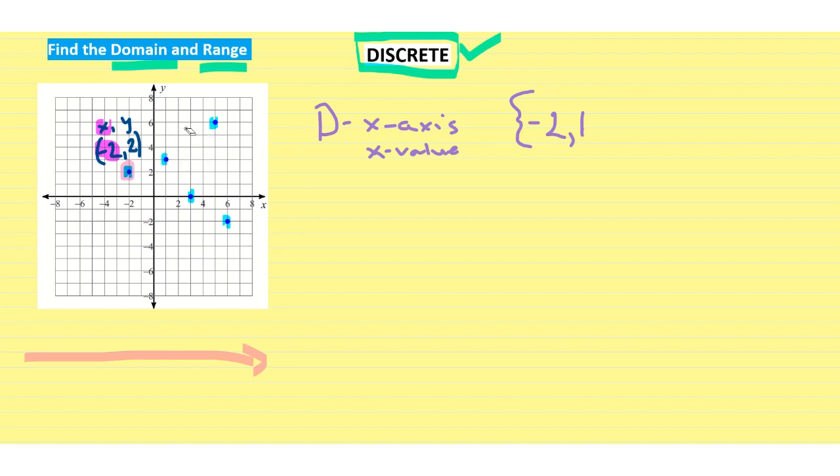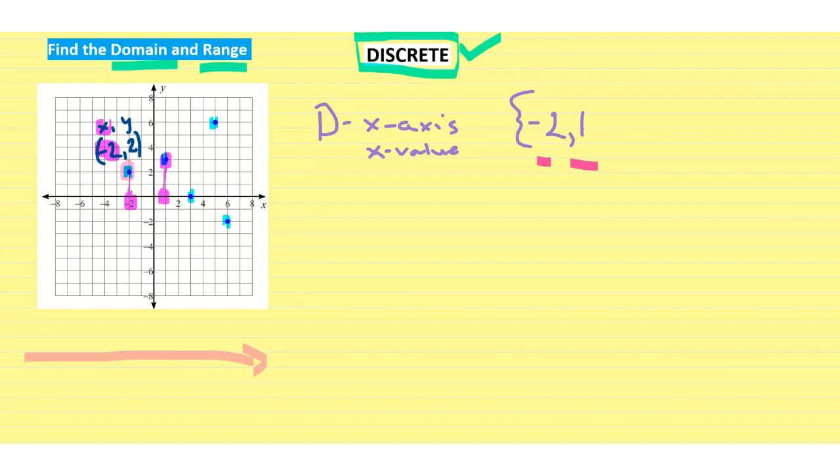But let's think about this a little bit differently. These points all line up with the X-axis. So this point right here lines up with -2. That matches with my -2 I put here. This point right here matches up with the 1. That matches with what I put in my set of X values.